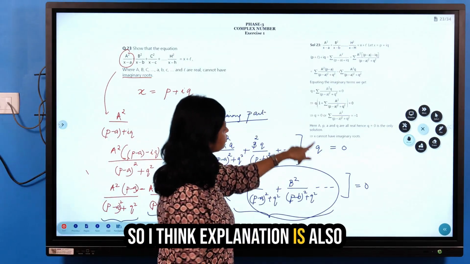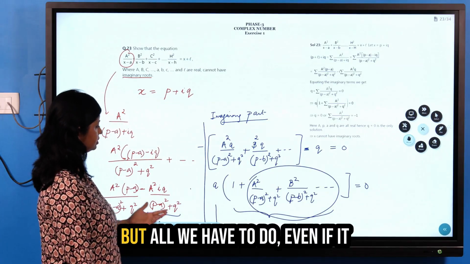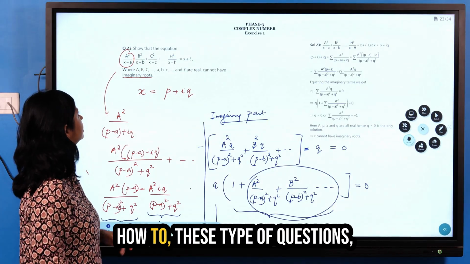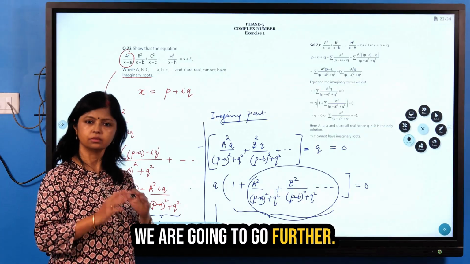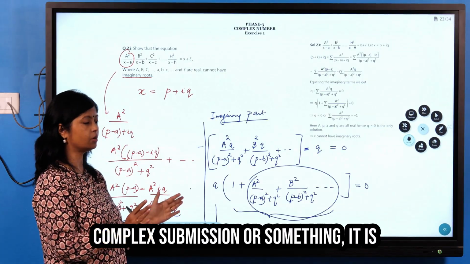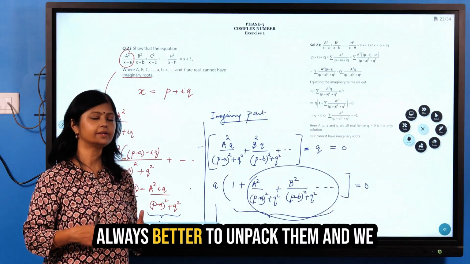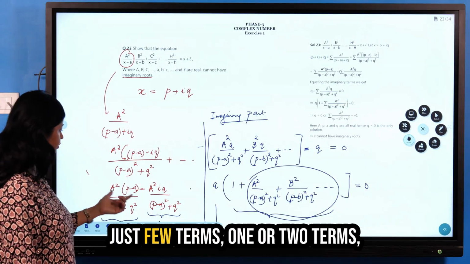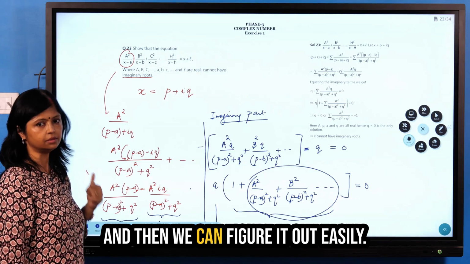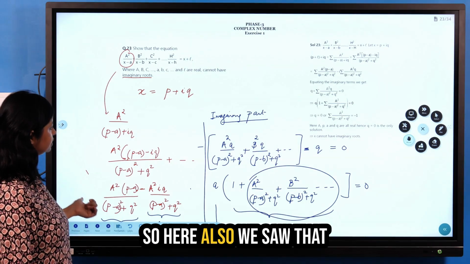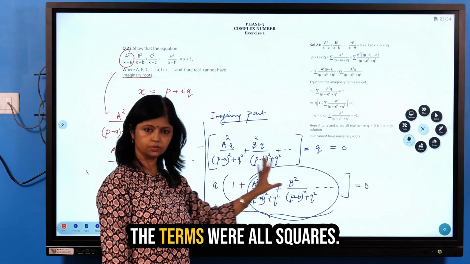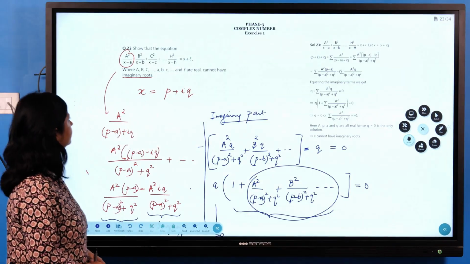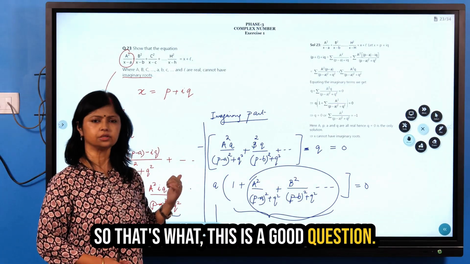I think the explanation is pretty much similar here. Even if it is looking a little bit complex, these types of questions we are going to go further with. Whenever we see such a complex summation, it is always better to unpack it. We don't have to write all the terms, just one or two terms, and then we can figure it out easily. Here also we saw that the terms were all squares, so they could not have been equal to minus 1. This is a good question.